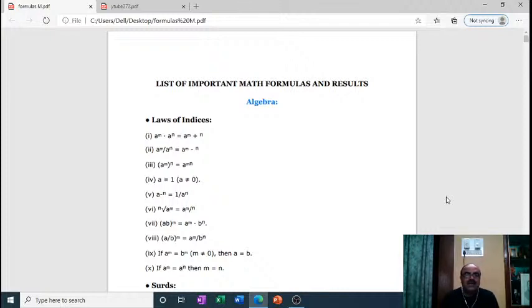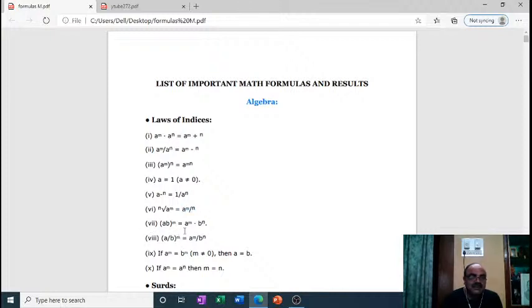Then a power 0 equals 1 if a is not equal to 0. Actually, I must say that this is not just a, it is a power 0. A power 0 is equal to 1. And a power minus n equals 1 by a power n. Nth root of a power m is a power m by n. Please understand, this is entirely different from what you are seeing here. This and this, both are different. This is nth root of a power m, which is a power m by n.